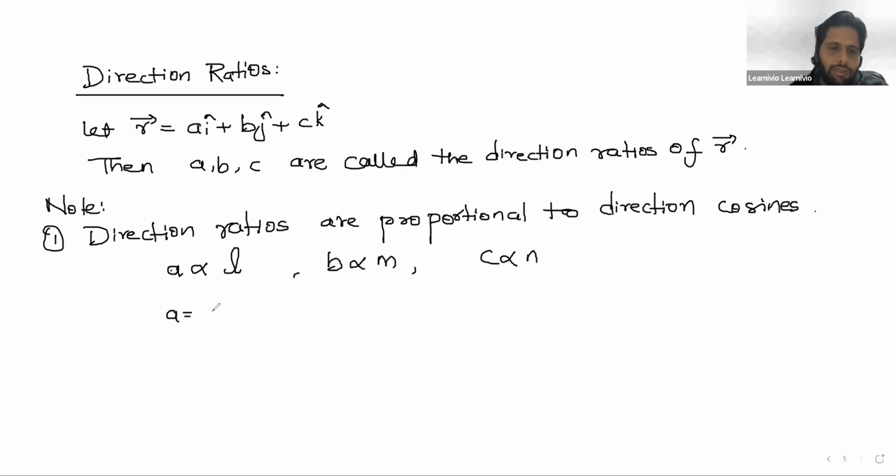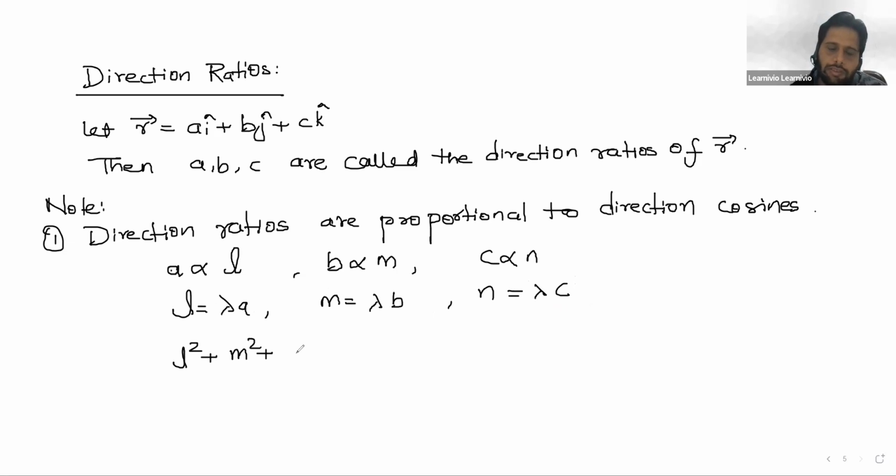Okay, that's fine. Or we can say like this also, that L is equal to lambda A, M is equal to lambda B, N is equal to lambda C. Okay. Now we will derive a result from here.